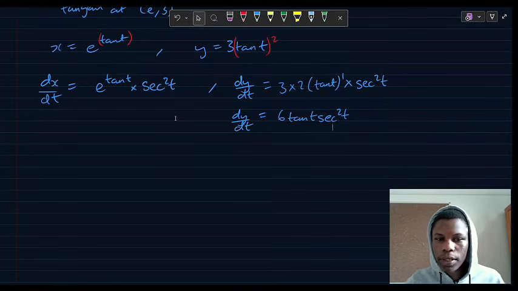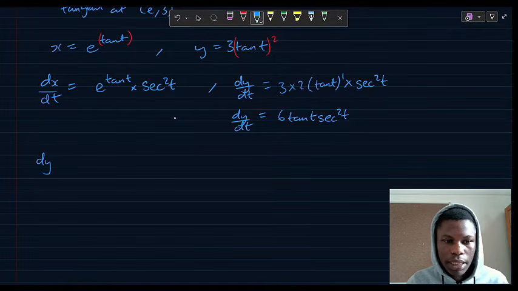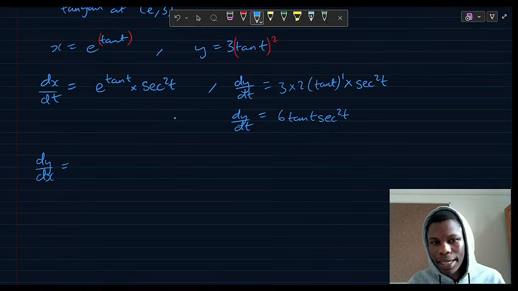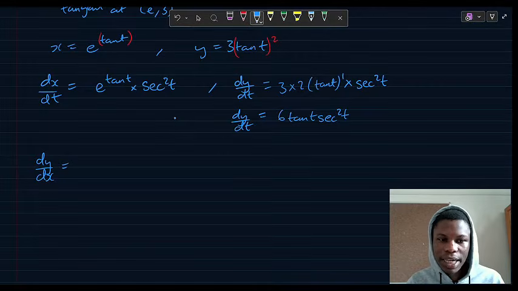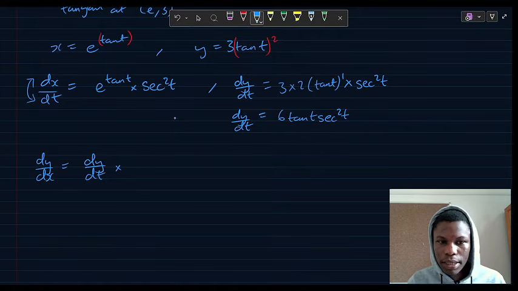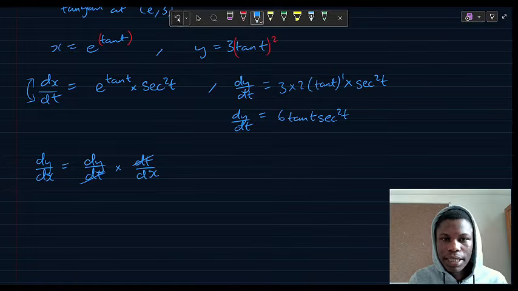Perfect. All right, so now we have dx dt and we have dy dt. If you want dy dx, we can create a chain rule here. We want to use dy dt and dx dt to find dy dx. So we can say dy dt multiplied by, we need a dx in the bottom, so I have to flip this, so multiplied by dt dx. And our chain rule is correct because that cancels out to give us dy dx.